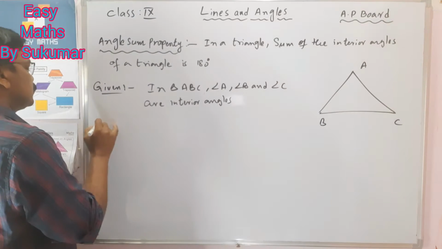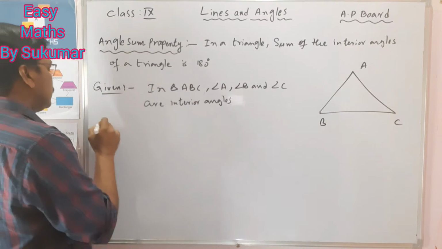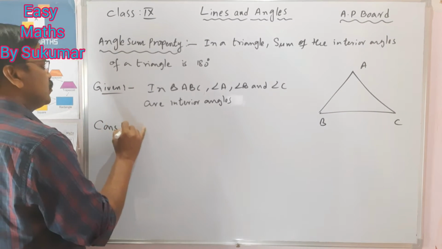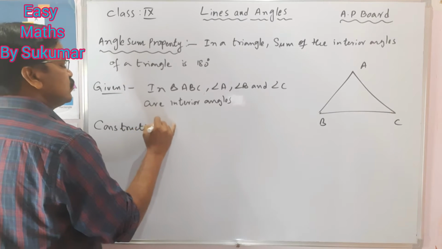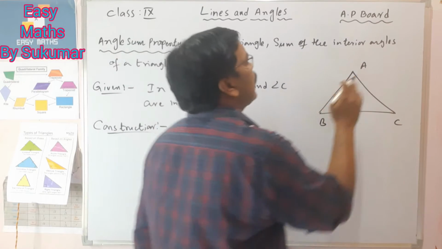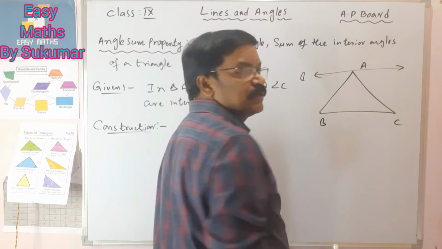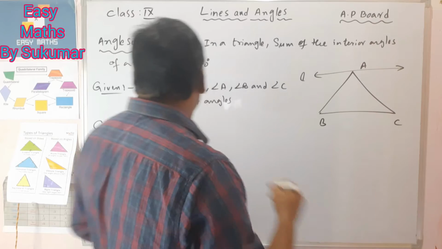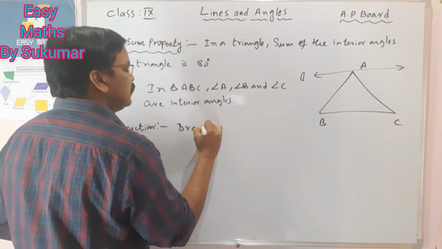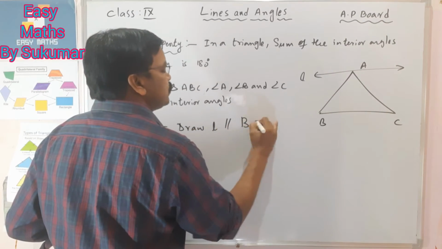See, my dear students, to prove this theorem, let us make a small construction here. What is the construction here? Let us draw a line L parallel to BC. This line L is parallel to BC. Okay, draw L which is parallel to BC.